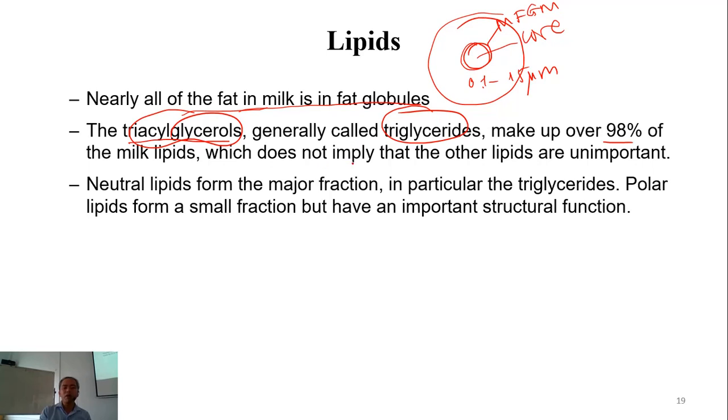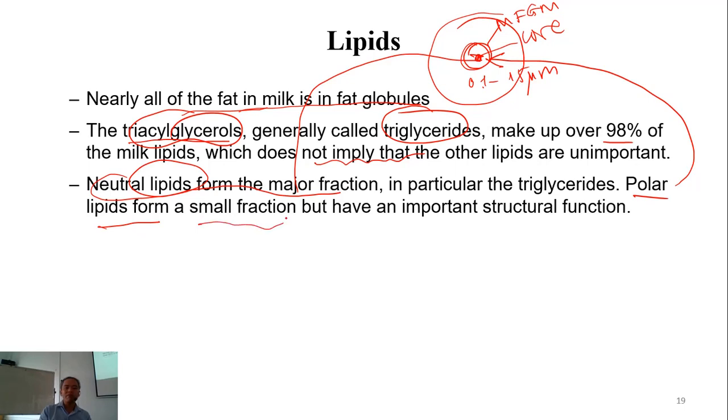The remaining is small, but it doesn't imply that they are not important. They even become more important. What occurs at low concentrations in reality, we normally have deficiency, and then they become more important. For example, minerals, vitamins, polar lipids, those components we normally have deficiency of because they don't occur a lot. And they are normally sensitive to heating, sensitive to processing, and so on. Okay. The polar lipids are distributed on the membrane, the MFGM. The neutral lipids form the major fraction and stay in the core.